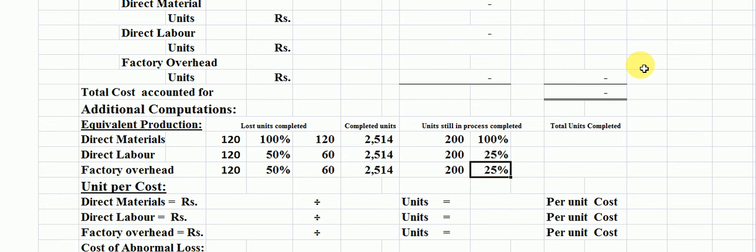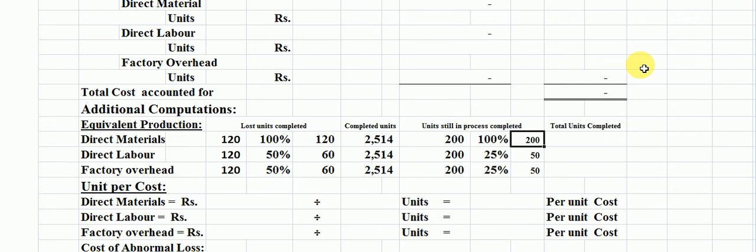Students, we have to find out here the completion units in still in process and then ending inventory here. We have to multiply 200 with the percentage form. This is the 200 units. We have to copy under this again. Students, these are the units which are completion in the still in process inventory.